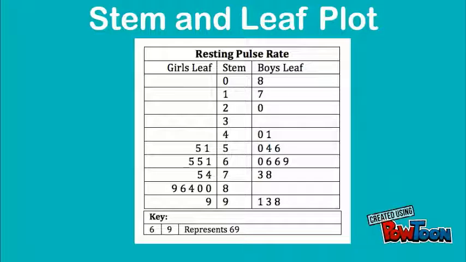This is a back-to-back stem and leaf plot that shows the resting pulse rate of both boys and girls. It is the best representation to show where most of the data lies. For girls, it lay between 80 to 90 heartbeats per minute, while for boys, it lay between 50 to 70 heartbeats per minute.